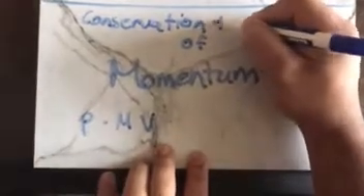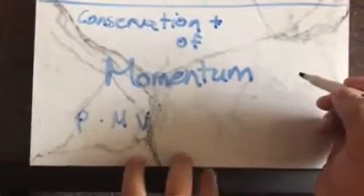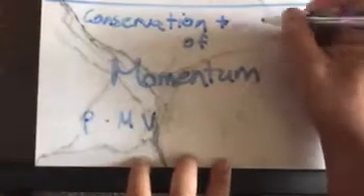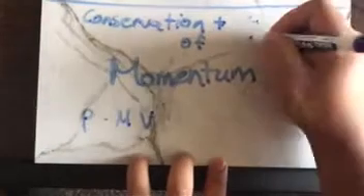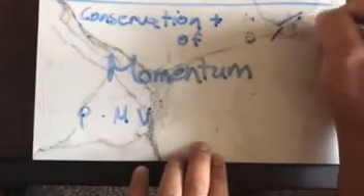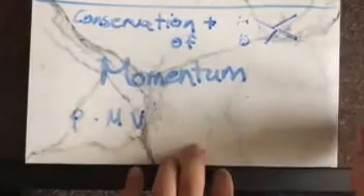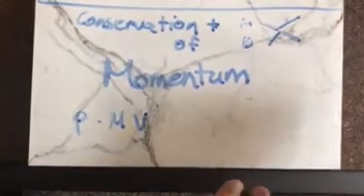Conservation of momentum is especially relevant when it comes to collisions, specifically and only elastic collisions in which two objects, let's say object A and object B, collide, then bounce off each other, resulting in no net loss of kinetic energy and no net loss of momentum.